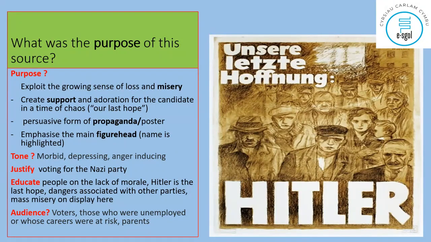Organisation in a time of chaos is a phrase maybe of use here. The annotation says it, our last hope. The purpose is to be persuasive, a form of propaganda. To emphasize the main figurehead, whose name is highlighted in massive letters. So the purpose is to show how effective Hitler can be and how crucial Hitler is to the future of, at the time, Weimar Germany.